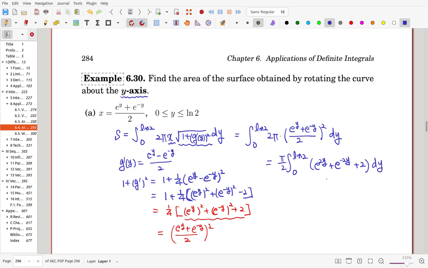Now for each one, the antiderivative you can get quite easily: half of e to the 2y, and there is a minus half of e to the minus 2y, and now there is 2y. So after getting the antiderivative, you can evaluate the integral. You can finish it.